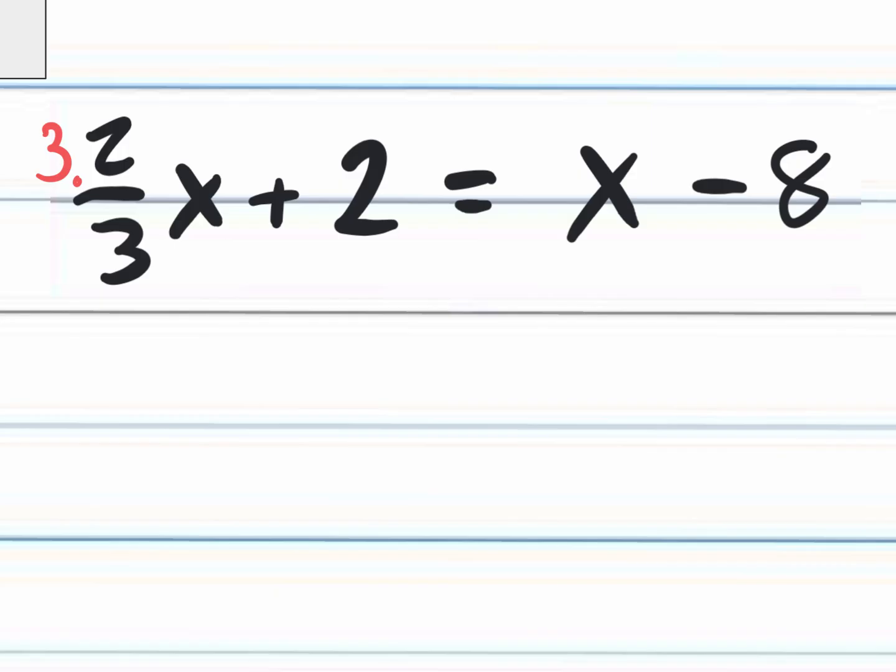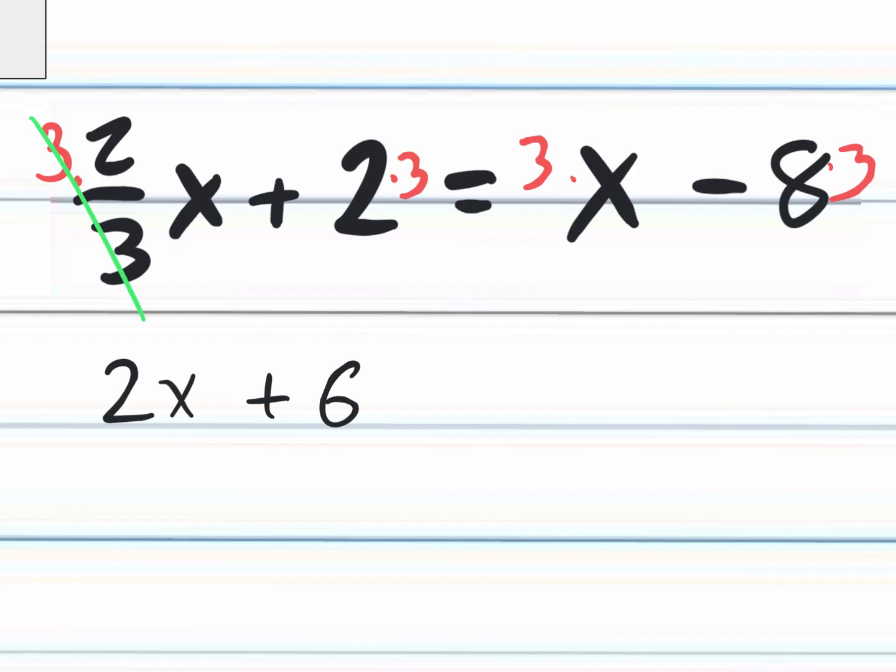multiplying by 3. Now, you can't just multiply one single item in an equation by 3. You have to multiply everything in the equation by 3. As long as what you do to one side, you do to the other. So everything on the left side, everything on the right side. You're going to multiply by 3 here, multiply by 3 here, multiply by 3 here. Now, the 3's do cancel out. What do I have left? I have 2x, no more fraction, plus 6 equals 3x minus 24.